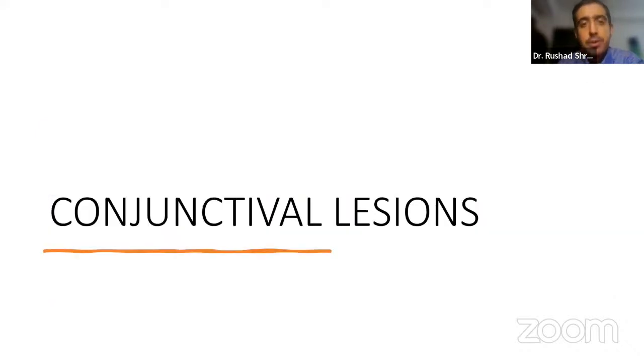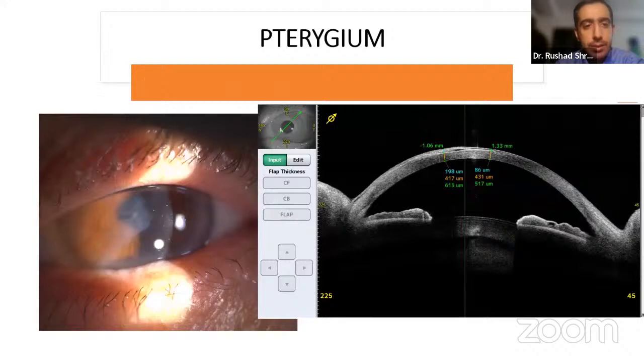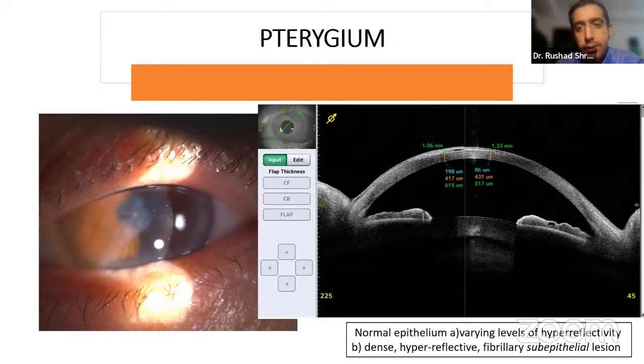Coming to the different types of lesions that I'm going to classify in ASOCT imaging, we'll go stepwise, starting with conjunctival lesions. We can look at ocular surface tumors and various other conjunctival lesions. This is a pterygium, and you can see the clinical photograph on the left side. What you can see on the right is the ASOCT of the same thing.